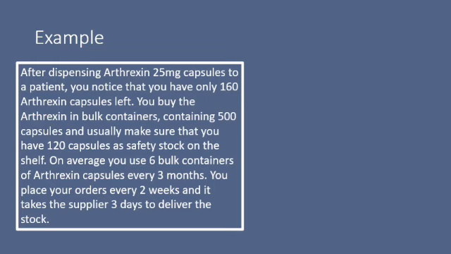You buy the Altrexin in bulk containers containing 500 capsules and usually make sure that you have 120 capsules as safety stock on the shelf. On average, you use 6 bulk containers of Altrexin capsules every 3 months. You place your orders every 2 weeks and it takes the supplier 3 days to deliver the stock.